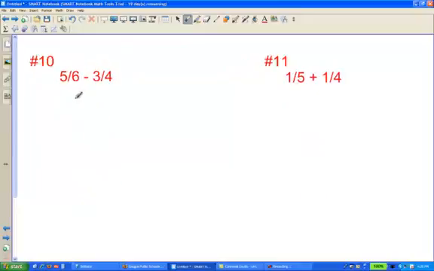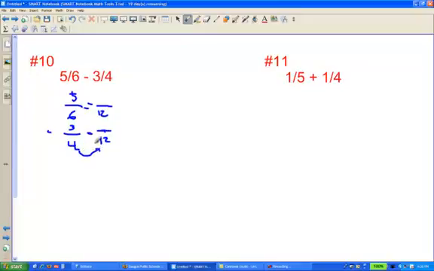Alright, this is number 10 on your homework. We have 5/6, and we're subtracting from that 3/4. A little bit harder to get a denominator here. A lot of people want to jump out right away and say it's 24. I'm actually going to use 12. It's the least common multiple. It'll involve less simplifying. If you use 24, you could absolutely still get the right answer. You just have to remember to simplify at the end, though.